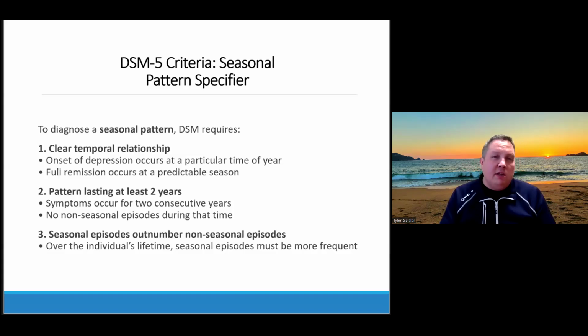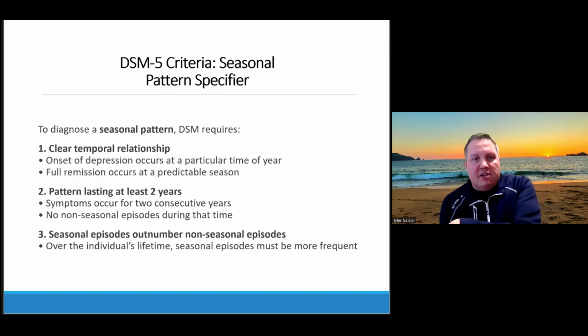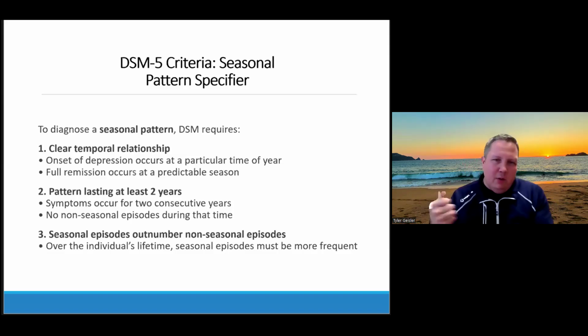And if we know it's seasonal, then we can start putting in interventions before we get too far into a depressive state in January and February, when it could really hit us. We could already have been putting interventions in September, October, things like that, to prevent it. Seasonal episodes outnumber non-seasonal episodes.